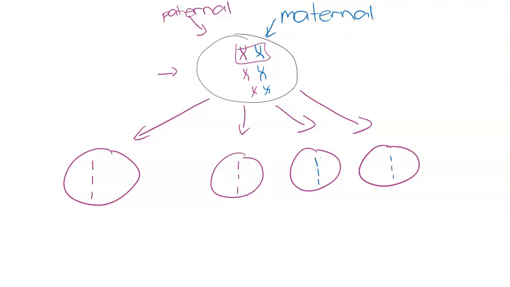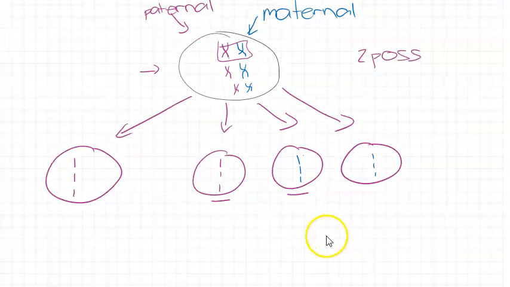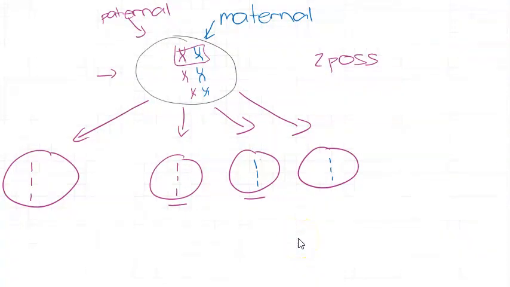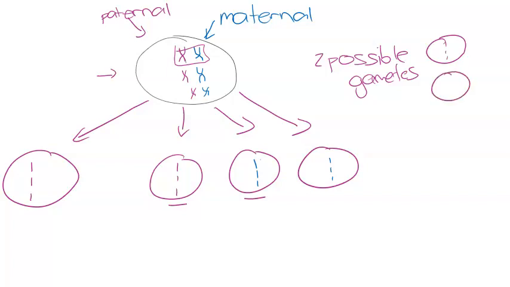So we can see from this that there are 2 possibilities of different gametes. We could have this one here, or we could have this one here. So far we've got 2 possible gametes, which could be all paternal chromosomes or all maternal chromosomes.